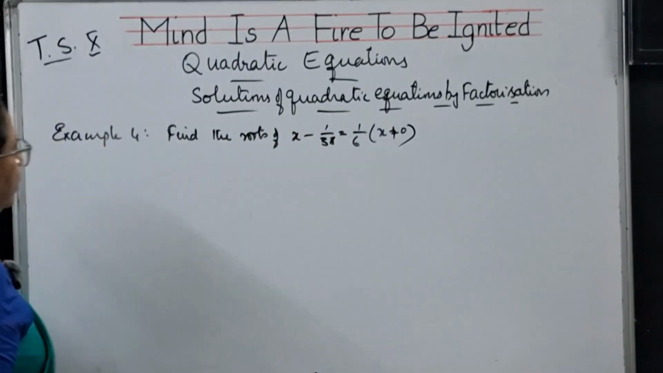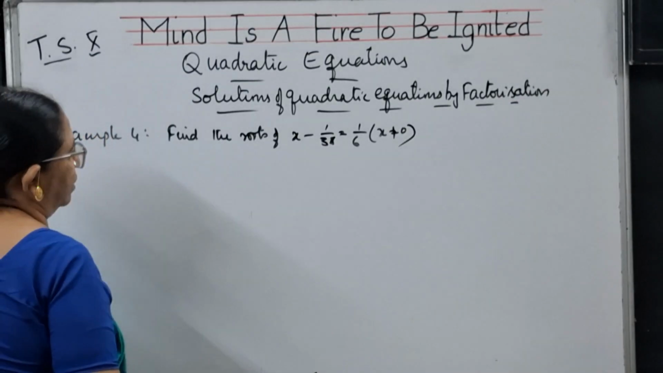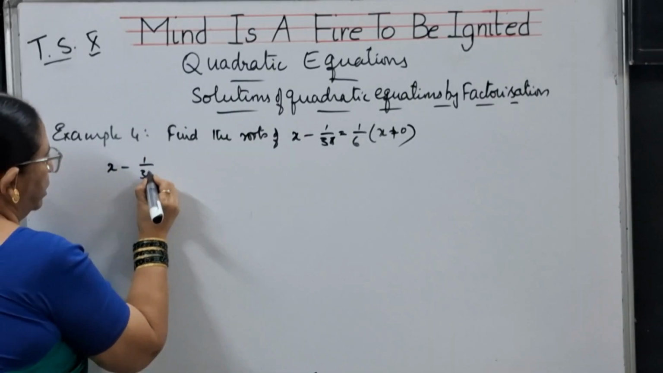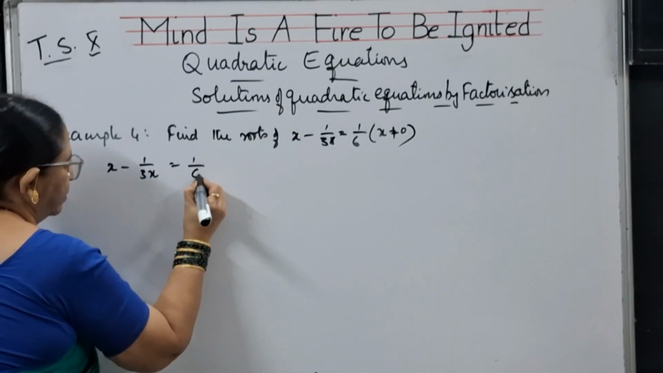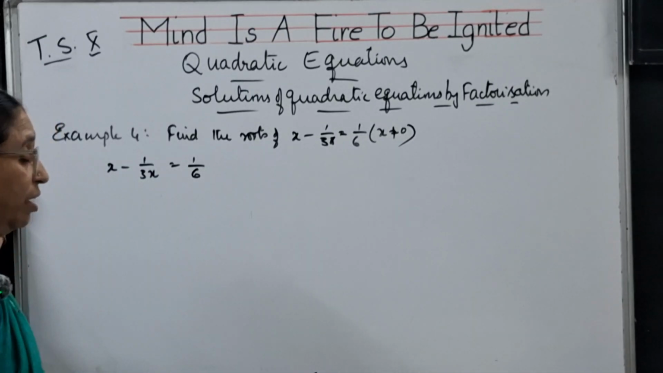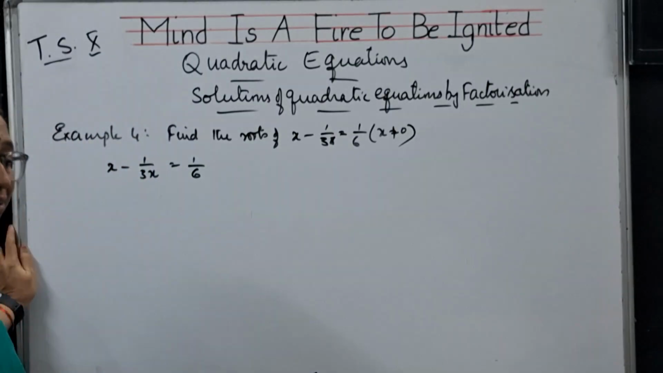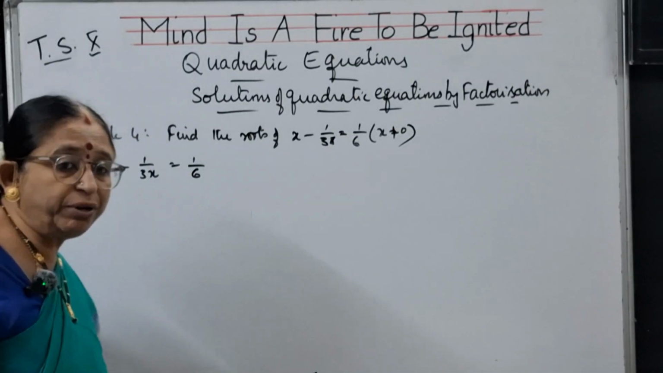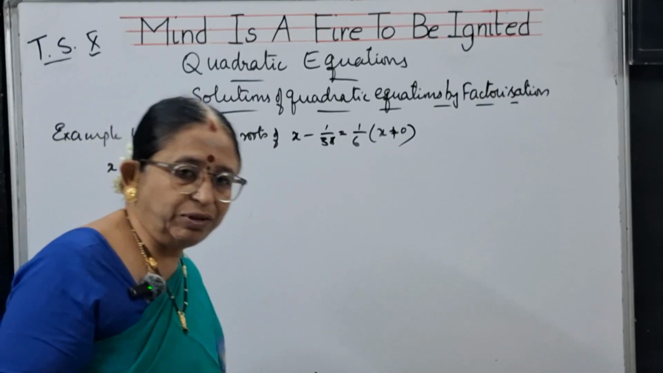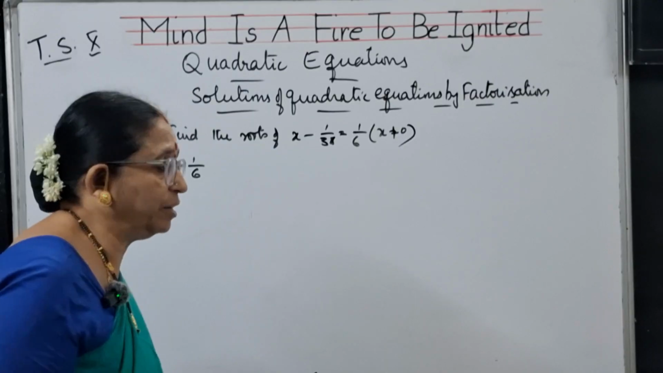Example 4, children. Find the roots of x minus 1 by 3x is equal to 1 by 6. See, this problem, actually it is not appearing as if it is a quadratic equation. So we need to simplify it and frame a quadratic equation with the help of the given values, and then we have to start splitting the middle term.